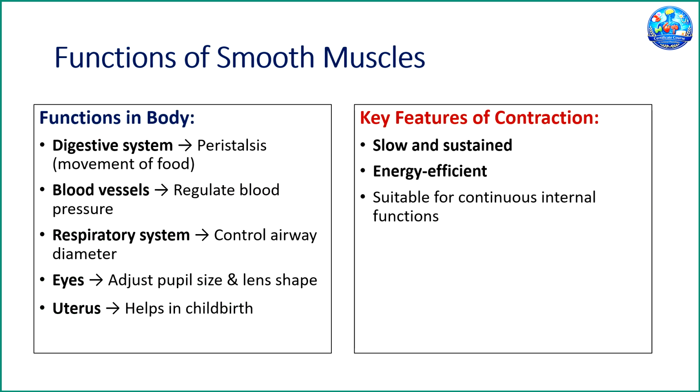Smooth muscles play an essential role in various physiological processes, like in the digestive system. The peristaltic movement of the food is because of the smooth muscles. In the blood vessels, they regulate blood pressure by controlling vessel diameter. In the respiratory system, they adjust airway diameters. While in the eyes, they regulate the pupil size as well as the lens shape. Smooth muscles also play a very important role in the contraction of the uterus during childbirth.